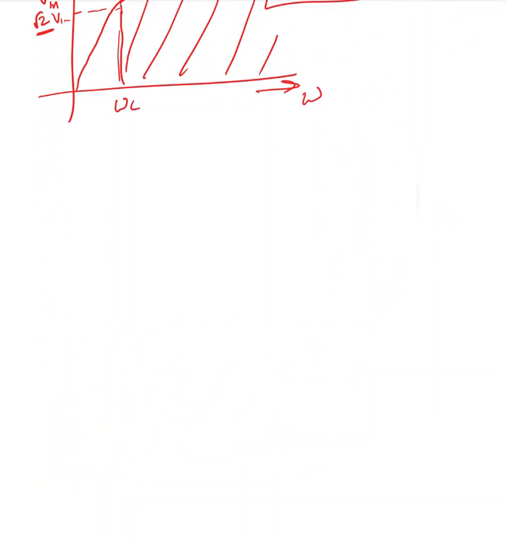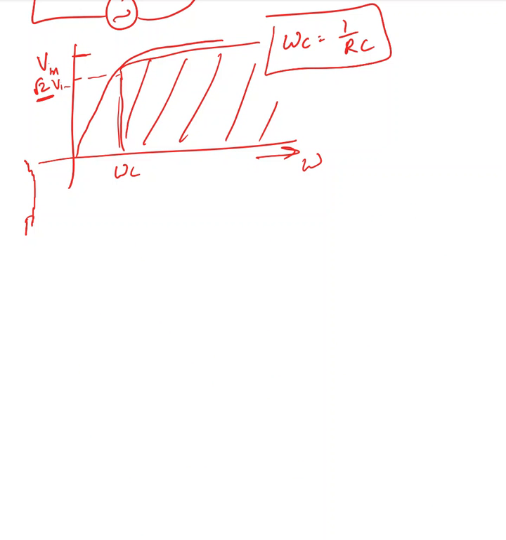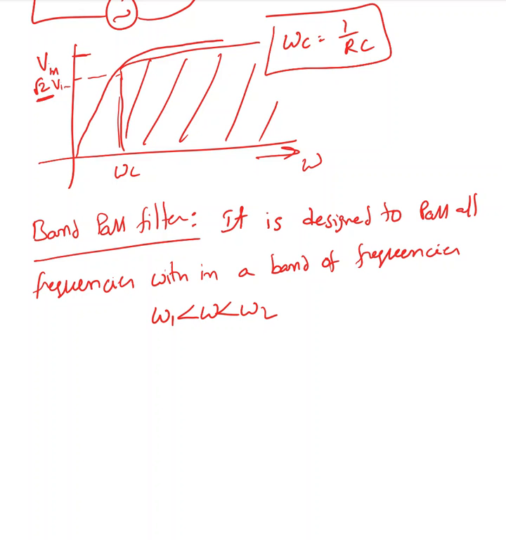Now the next one is the band pass filter. In a band pass filter, it allows signal between two frequencies. It is designed to pass all frequencies within a band of frequencies, as long as your frequency is within omega 1 and omega 2. I believe omega 1 and omega 2 are half power frequencies. As long as your frequency is within those two, it is going to allow the signal.